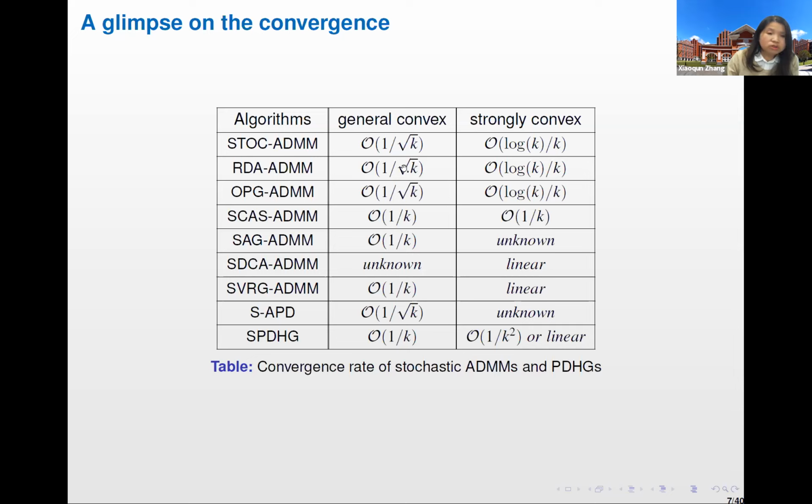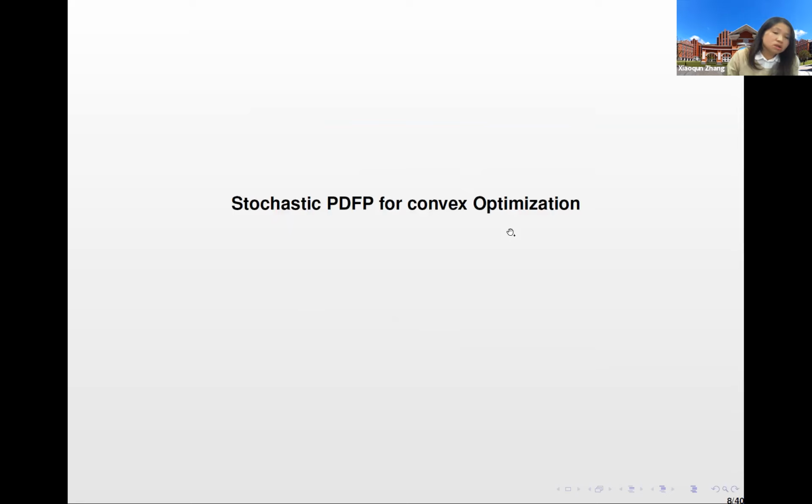In general, without variance reduction, we might only have something like 1/√k, and in the strongly convex case, we can achieve something like 1/k. Together with variance reduction, we might arrive at a linear convergence. So our goal here is to study and propose an algorithm which can achieve the best convergence rate we can. The first algorithm we are interested in is the so-called stochastic PDAP algorithm.